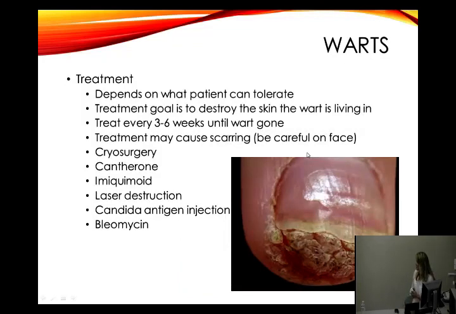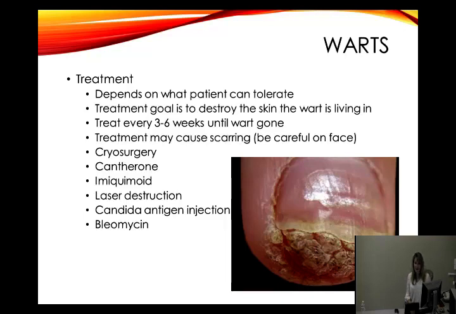So with warts, what our goal is when patients come in with it is to destroy the skin that the wart is living in. That's really the only way to get rid of the wart. So again, lots of patient education that when they come in for this wart treatment, things are going to look worse for a week or two, then things should start to heal, and then we see them back. We treat every 3 to 6 weeks until the wart is gone. So it's really important up front that the patient knows that this is not a one-time and done deal. There is no wart treatment that is one and done.